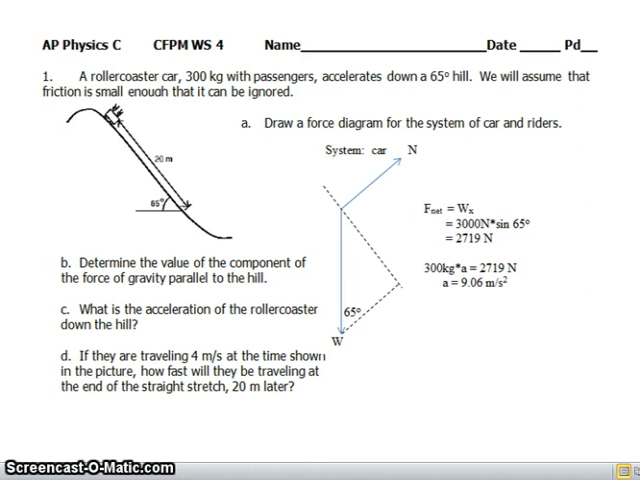And then part D, if they're traveling 4 meters per second at the time shown in the picture, how fast are they traveling at the end of the stretch 20 meters later? This is kinematics. So Vf squared equals Vi squared plus 2ad. Plug in, and I get 19.5 meters per second.